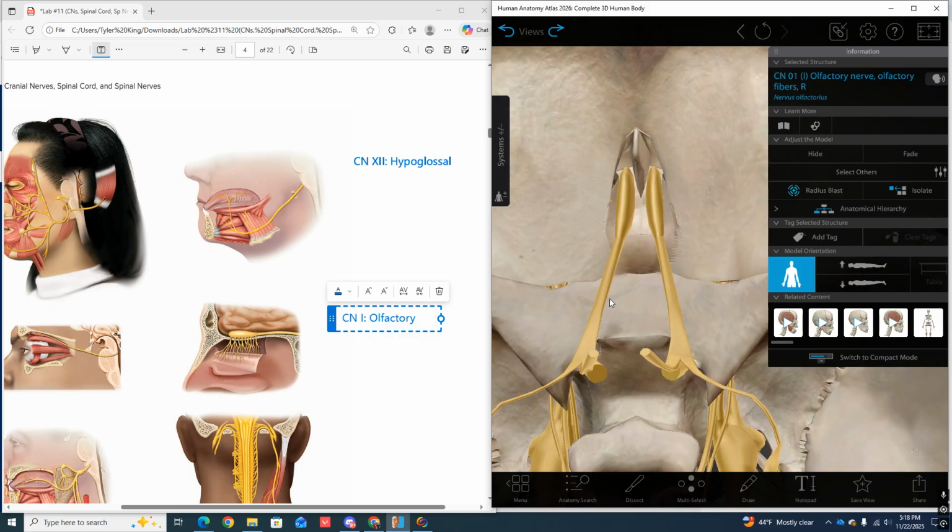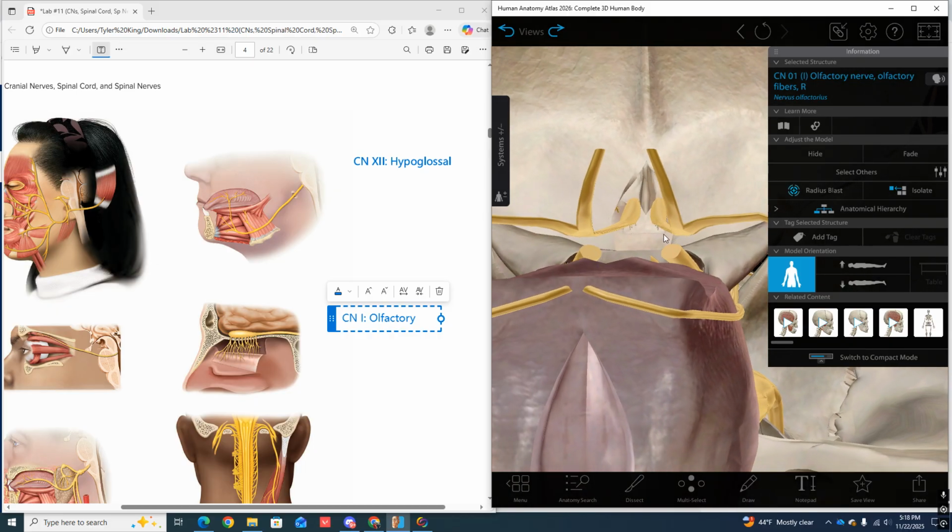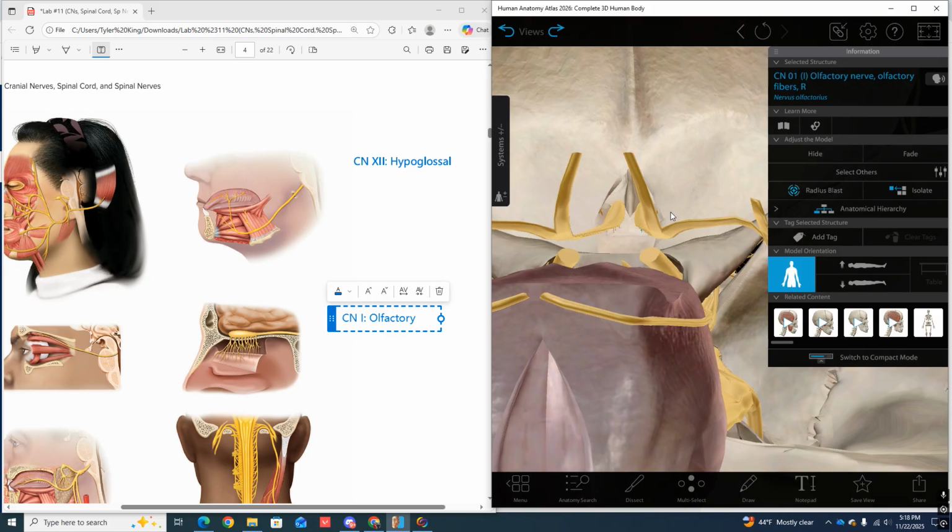And this is probably what was knocked out if anyone had COVID. This is probably what was either knocked out or temporarily knocked out when you were smelling or tasting something and you couldn't taste it. It was probably this guy that was knocked out.